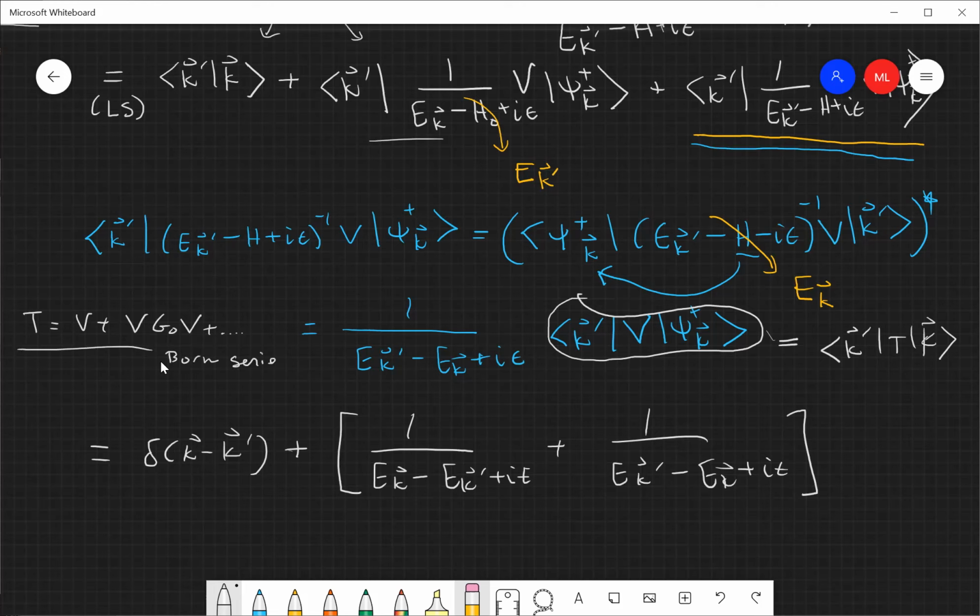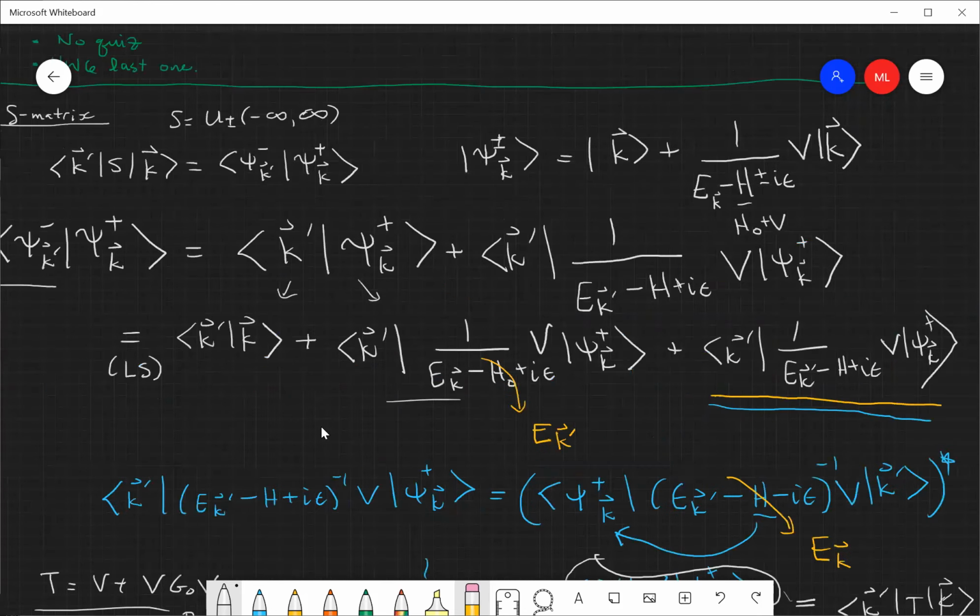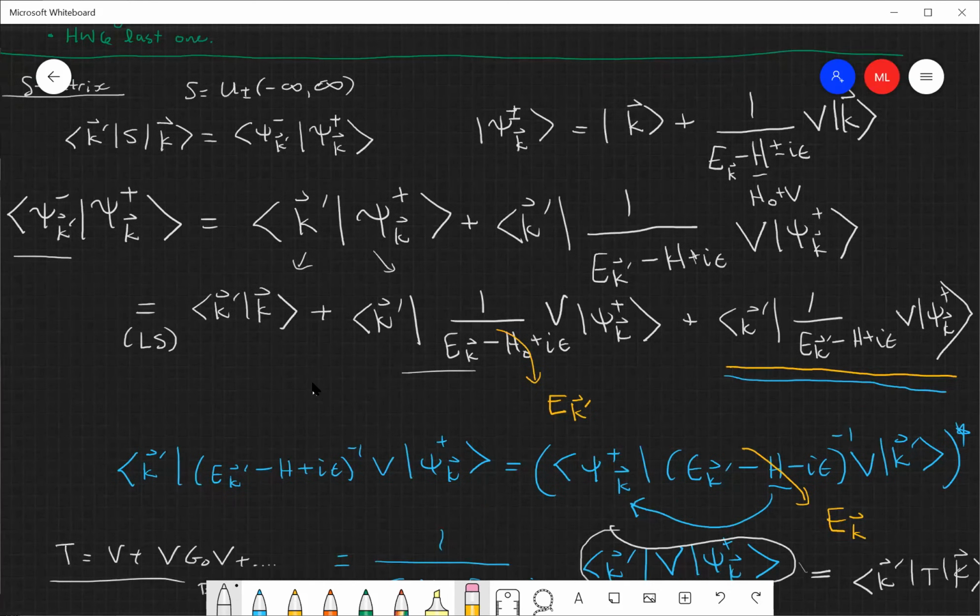I have a question. Can you go back up a little bit, please? Sure. So when we're substituting in the k plus 1 over such and such V times k for the psi plus, why do we not replace the psi plus?